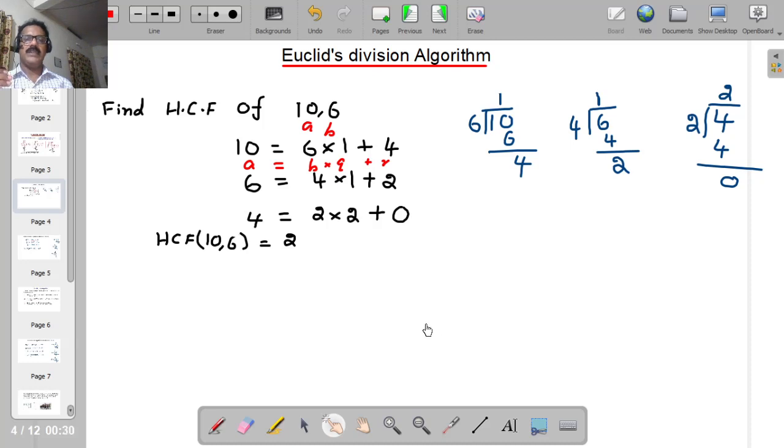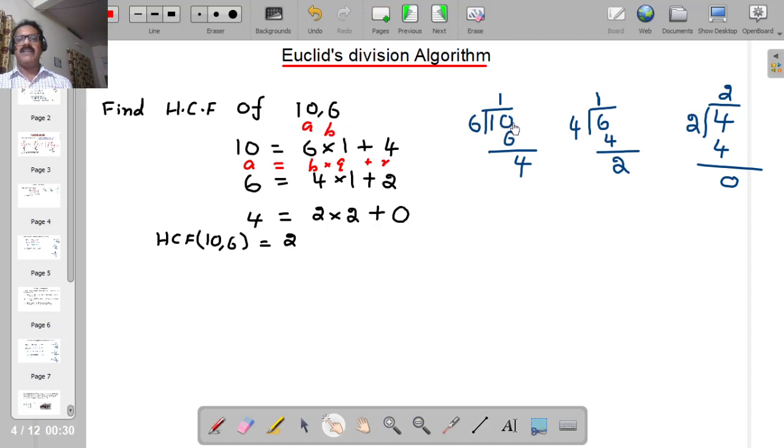Before going to the actual steps of Euclid's division algorithm, we will be understanding Euclid's division algorithm through some examples. We will be finding the HCF of 10 and 6 using Euclid's division algorithm. The first step is this. We will be taking the first number as A and the second number as B and apply Euclid's division lemma to A and B, namely 10 and 6.